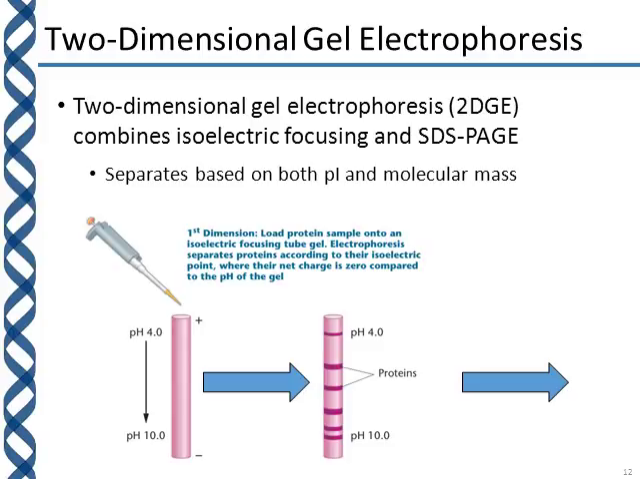In the first dimension, you load the protein sample onto an isoelectric focusing gel. Electrophoresis separates proteins according to their isoelectric point, where their net charge becomes 0 compared to the pH of the gel. So here you add your protein to the top of the gel. An electric field is applied. The proteins migrate through the gel until they reach a pH of the gel where their charge is now 0. And at that point, they stop migrating.